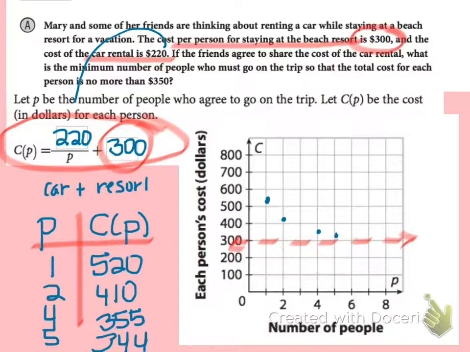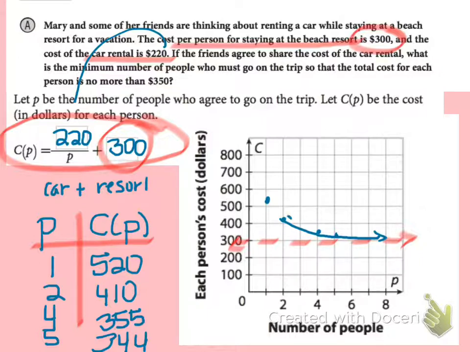So the bigger that number gets, the less we'll have to contribute towards the rental car, but it'll never drop below 300. And so what's eventually going to happen is this graph is going to level out, getting closer and closer to that line at 300. So that's that real life aspect that is modeled by a horizontal asymptote.